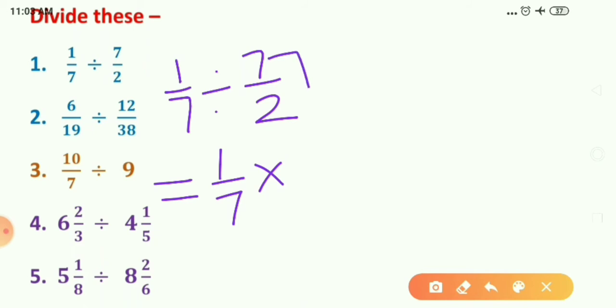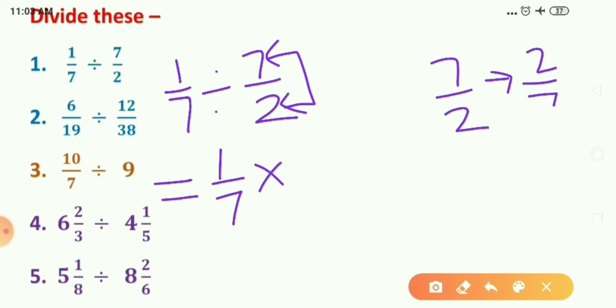Then the second fraction you have to write as its reciprocal number. You may ask what a reciprocal is. The reverse of numerator and denominator is the reciprocal number. For example, if we have 7 upon 2, its reciprocal will be 2 upon 7. For 1 upon 5, its reciprocal will be 5 upon 1. Here we have 7 upon 2, so its reciprocal will be 2 upon 7. So write 2 upon 7 here.